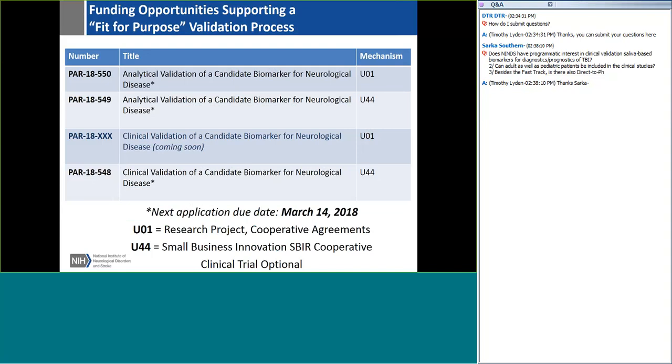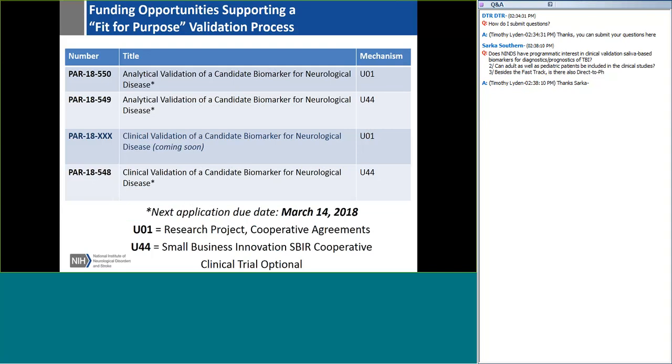We have a U01 version of that, as well as a small business SBIR version of that, which is the U44. We also have a funding opportunity for clinical validation of a candidate biomarker for neurological disease. Again, the plan is to have a U01 version and an SBIR version.